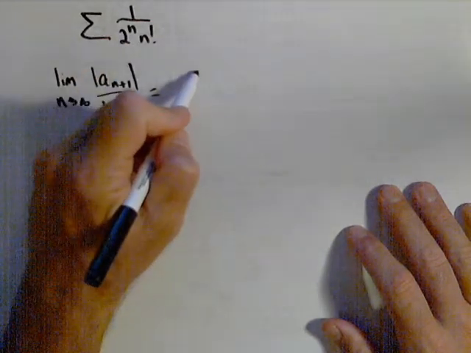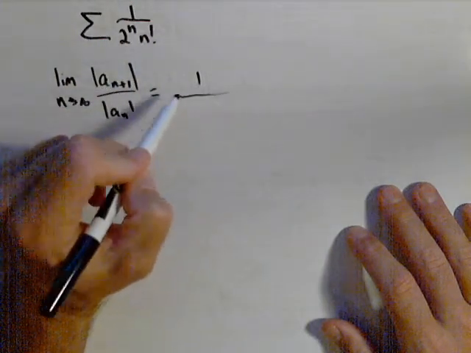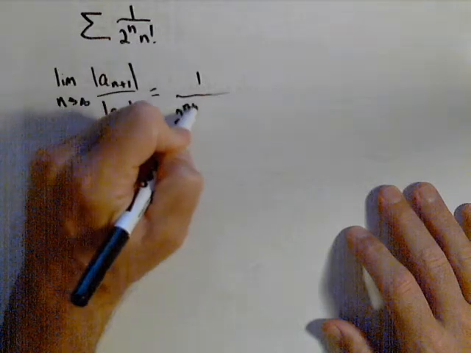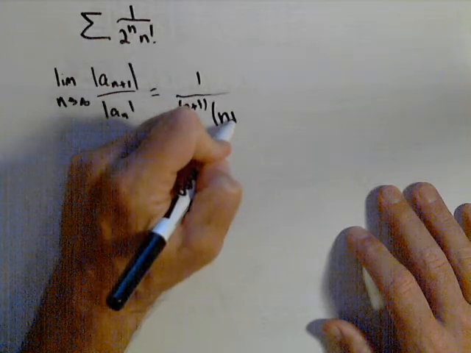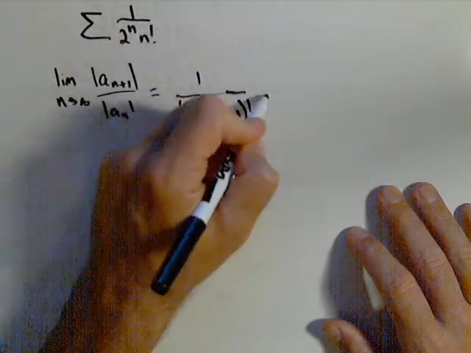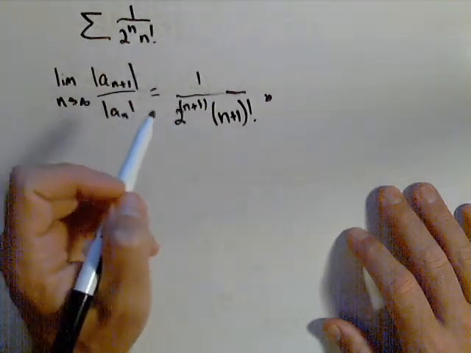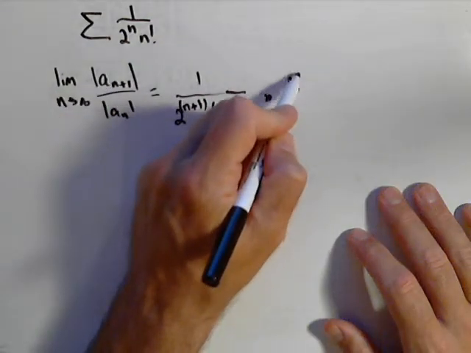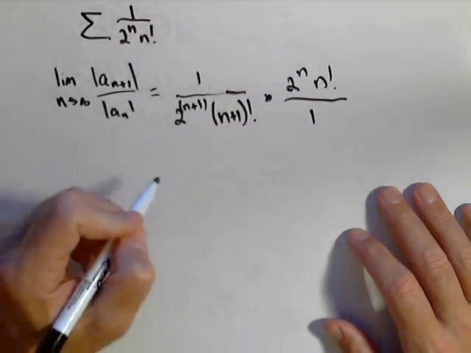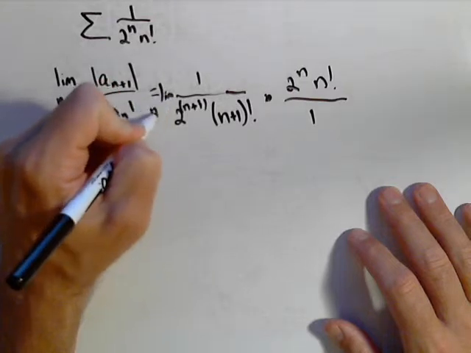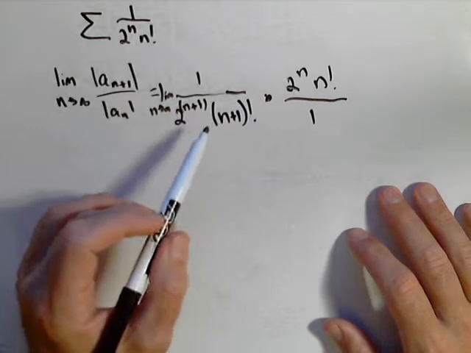Now a sub n plus 1 is our sequence here with n plus 1's in for the n's. So 2 to the n plus 1, all in the exponent there, times n plus 1 factorial. Now what I do to save time, instead of dividing by a sub n, I multiply by the reciprocal. So I'm going to multiply by 2 to the n factorial over 1. We're going to do the limit as n goes to infinity. And it's the absolute value of this. As you can see, everything's going to be positive.